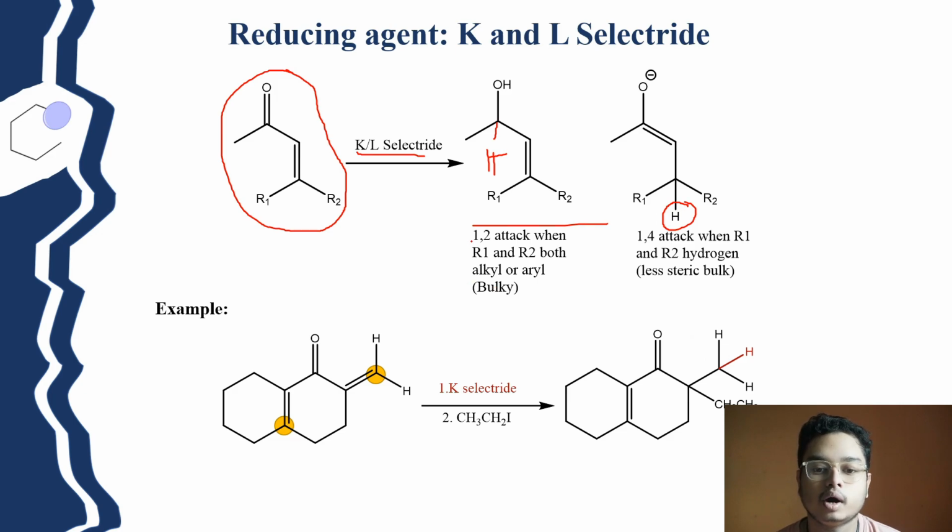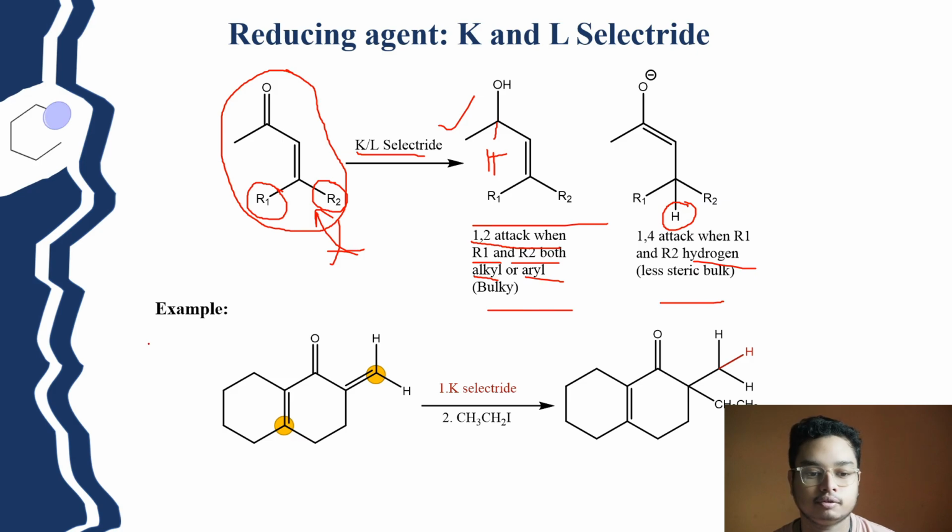Now the 1,2 attack is facilitated when R1 and R2 are both alkyl or aryl. If these two groups are bulky enough, then hydride can't transfer from here. That means in that scenario, when R1 and R2 are bulky enough, only 1,2 addition takes place. Similarly, if R1 and R2 are hydrogen or a small group with less steric bulk, then the hydride is transferred from the 1,4 position. Okay, so we can see this trend in the following example.